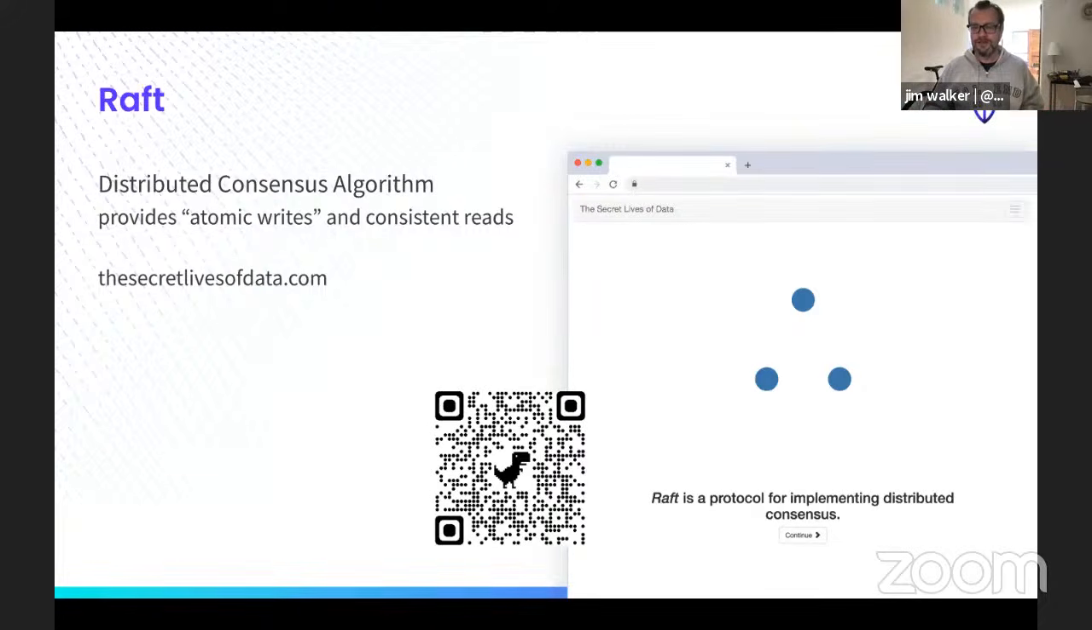thesecretlivesofdata.com. If you go check that out, there's a really great description of how Raft works. It's a great protocol and definitely worth checking out. It takes just a couple minutes.